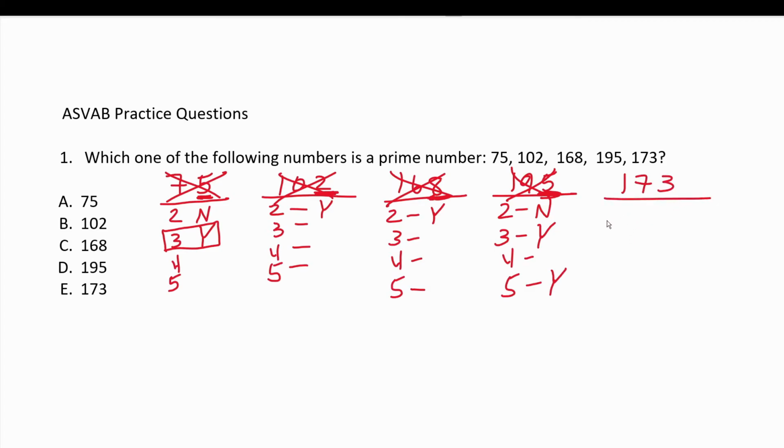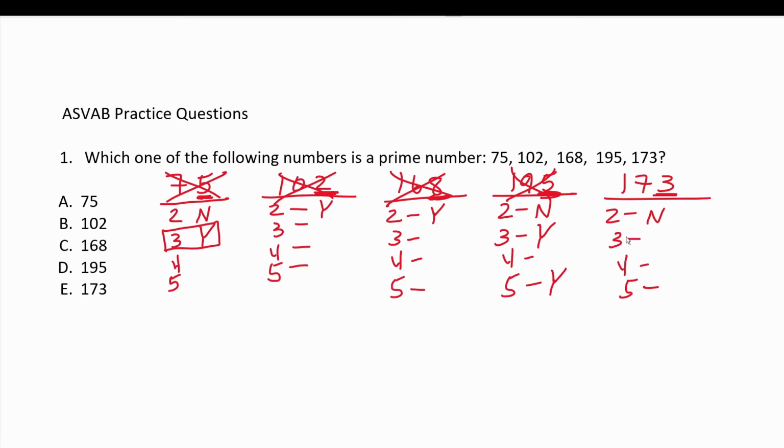And again, we're going to run our checks: 2, 3, 4, and 5. To check to see if a number is divisible by 2, we look at the last digit. If that number is even, it's divisible by 2. Since it's 3, which is not even, we know that it is not divisible by 2.